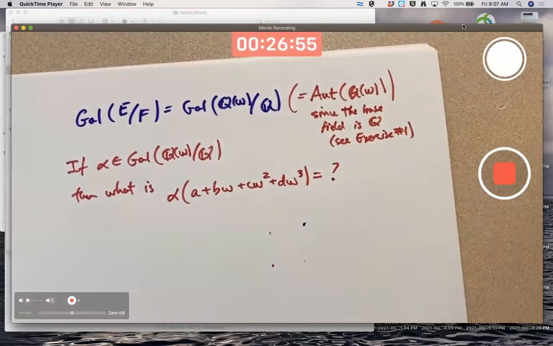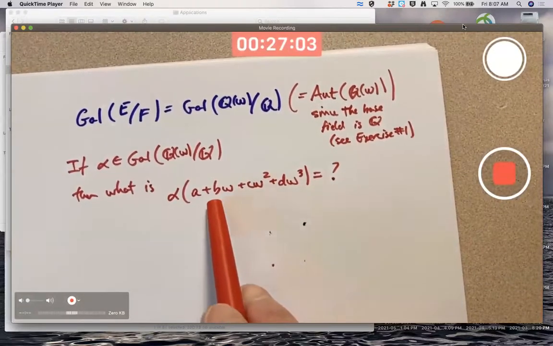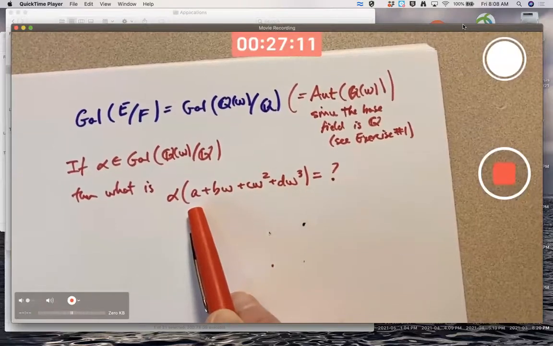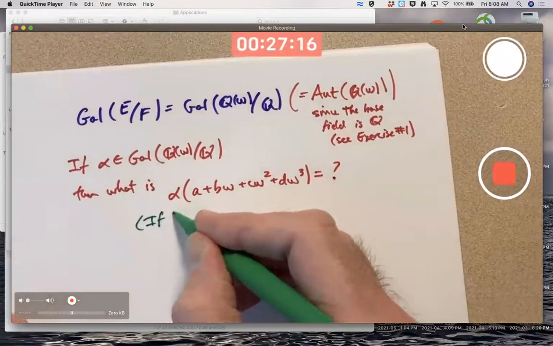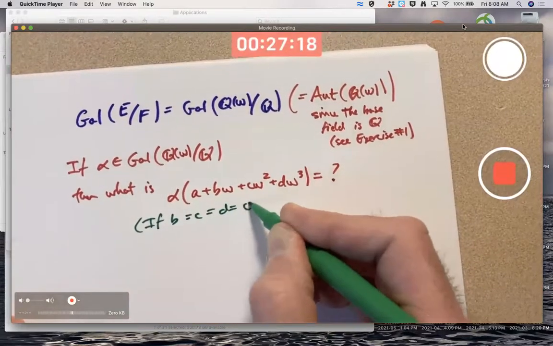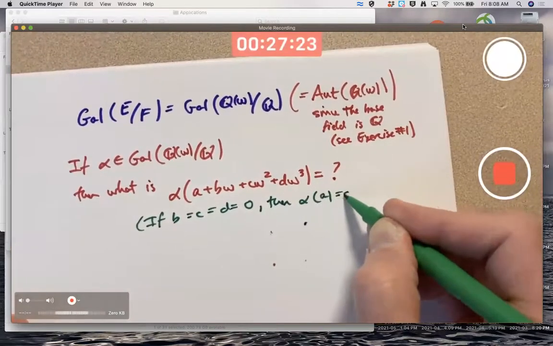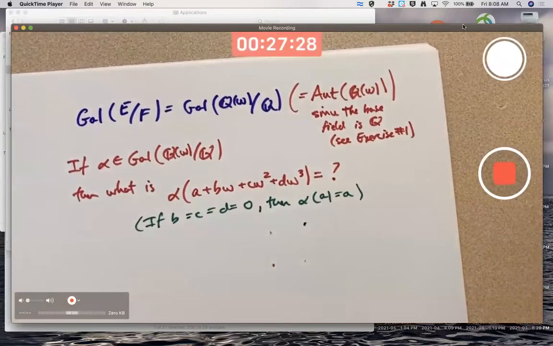We don't know. It does have to fix Q, so one thing I can say right away is if B, C, and D are all 0, it's got to map A to A. That's worth noting. If B, C, and D are all 0, then alpha of A must be A, because elements of this Galois group fix the rationals.